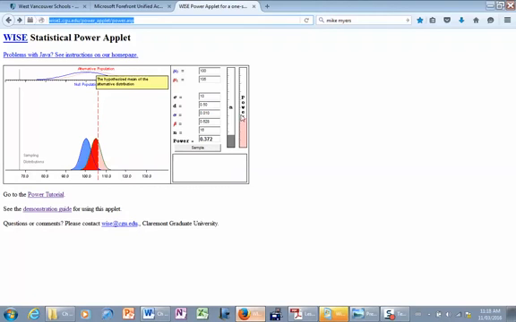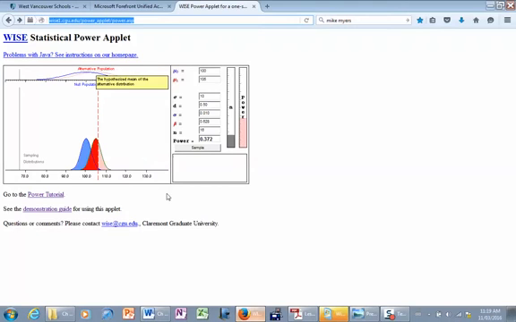And so from our power of 64, the power has dropped to about 37. So by having a smaller alpha, the blue part here, that moved this red line further to the right, which means we're going to have a bigger beta and a smaller power. Okay?